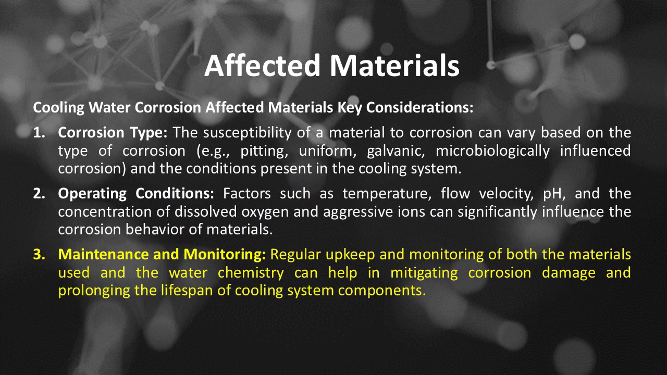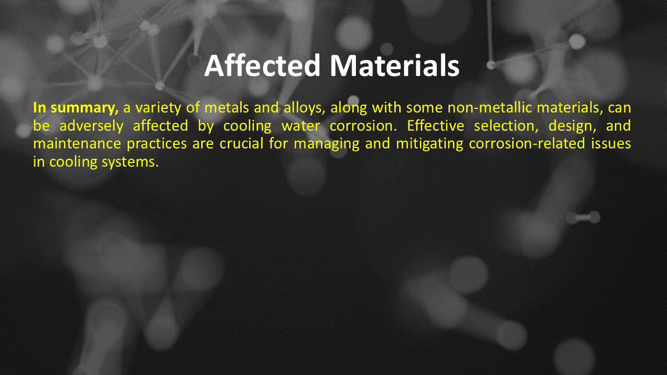Number 3 is maintenance and monitoring. Regular upkeep and monitoring of both the materials used and the water chemistry can help in mitigating corrosion damage and prolonging the lifespan of cooling system components. In summary, a variety of metals and alloys, along with some nonmetallic materials, can be adversely affected by cooling water corrosion. Effective selection, design, and maintenance practices are crucial for managing and mitigating corrosion-related issues in cooling systems.